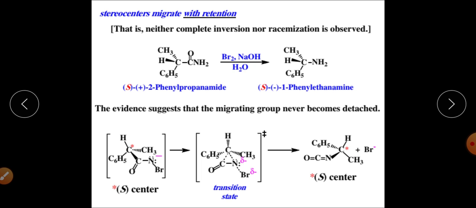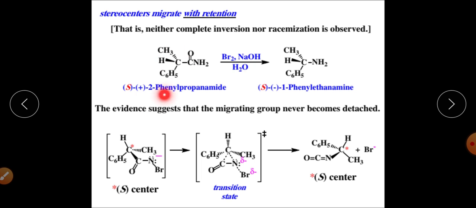When we try this reaction in the presence of a chiral center, a carbon which is chiral, we will get complete retention of configuration at the chiral center. This can only happen if the mechanism of the reaction is intramolecular and not intermolecular, right? If it were intermolecular, some racemization or inversion may occur, but here we are getting complete retention of configuration. At that point we can say that the mechanism is taking place in an intramolecular way, right?